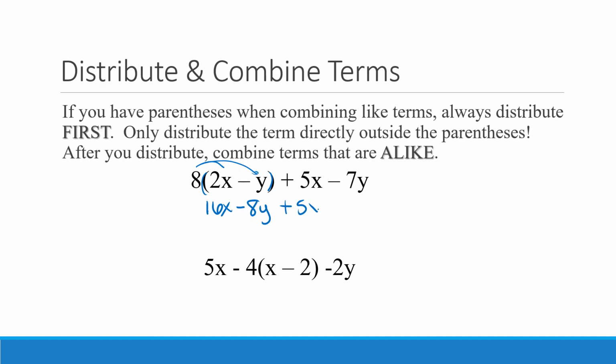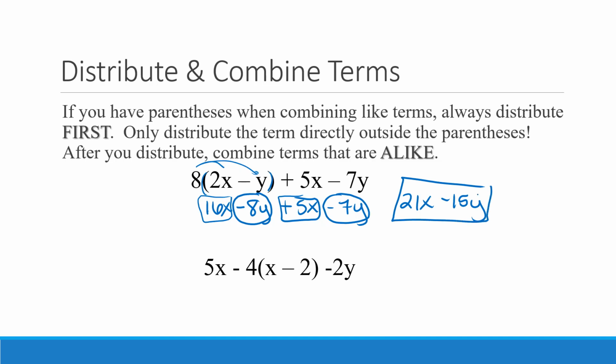Now notice what I'm going to do is drop these two terms down as part of my problem. Oops, that's supposed to be a 7, not a 5. Now what I'm going to do is exactly what I was doing a couple of slides before. I am going to scan my problem and see, are there any like terms that I can combine together? So I can combine 16x and positive 5x, which is going to give me 21x. I can combine negative 8y and negative 7y, which is going to give me negative 15y. And that's going to be my final answer.